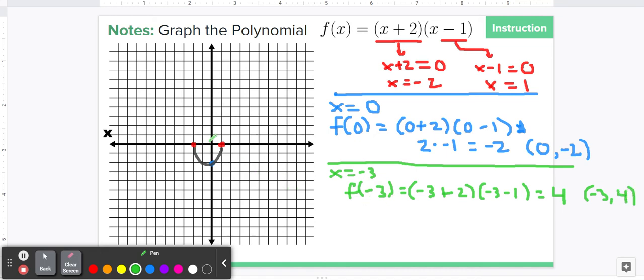And let's go ahead and plot that. We go out to -3, 2, 3, 4. So we'll have a point right here.